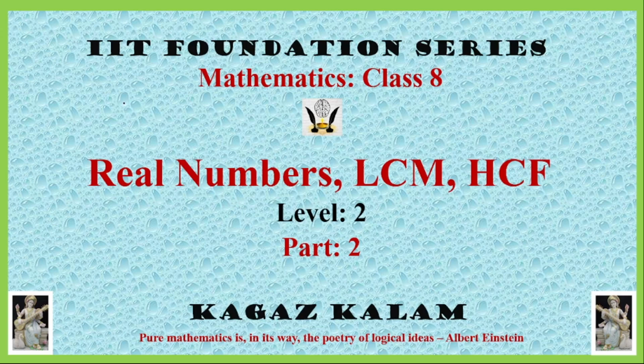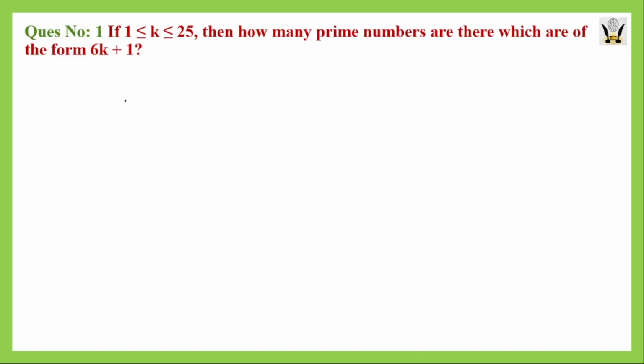In today's class, we will solve a few problem sums based on real numbers, LCM and HCF, which are of level 2. The first one says that if k lies between 1 and 25, including 1 and 25, then how many prime numbers are there which are of the form 6k plus 1?